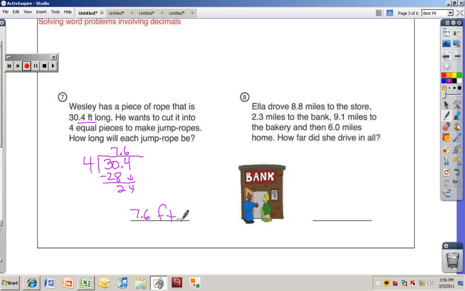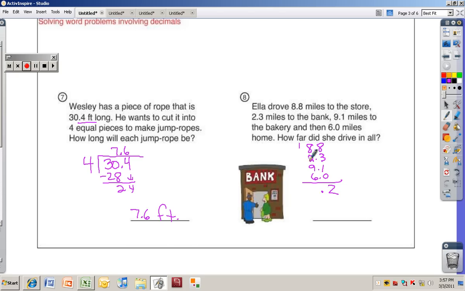Good. Number 8, Ella drove 8.8 miles to the store, 2.3 miles to the bank, 9.1 miles to the bakery, and then 6.0 miles home. How far does she drive in all? What am I going to do on this one? Add. Good. Okay, so we put 8.8, 2.3, 9.1, and 6.0. 8, 3, and 1. What does that add up to? 12. Good. Decimal point straight down.